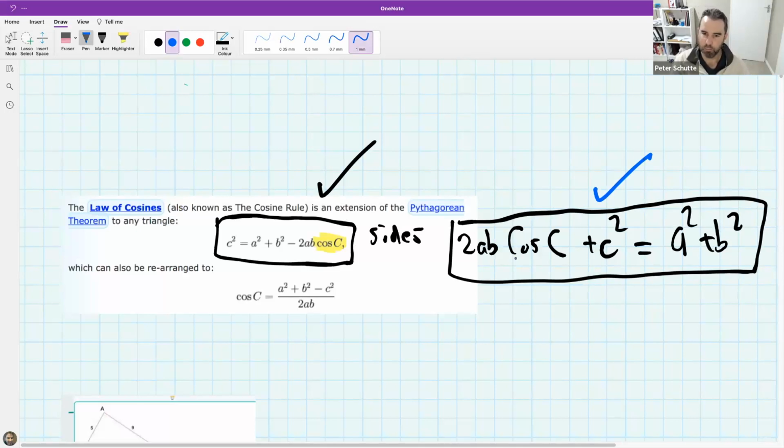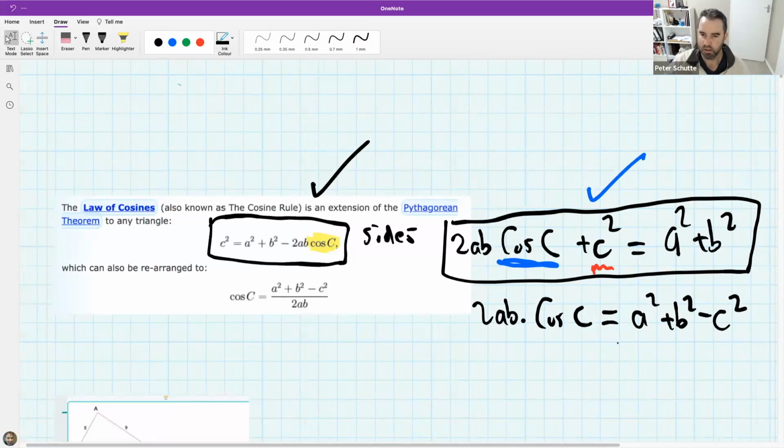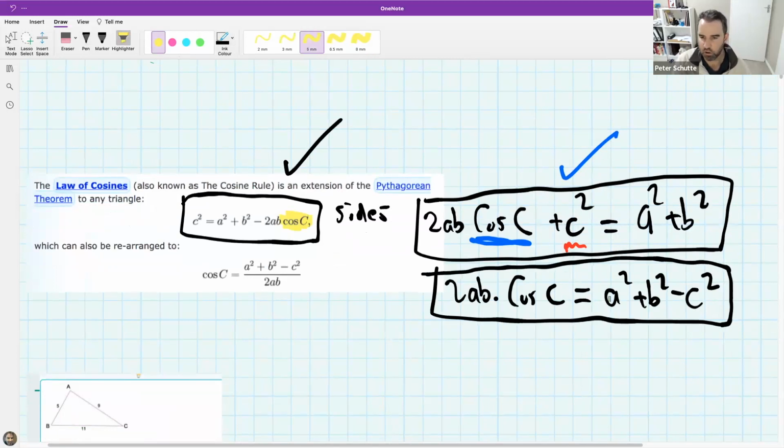Now, my hope is to get this by itself, but this is getting in the way. So I'm going to move it to the other side, and I'm going to get 2ab cos C equals a squared plus b squared minus c squared. So I've now moved this around. And remember that these things are all sides in the triangle, and there are sides over there too. And this one over here is the angle, so I'll give it a little hat.